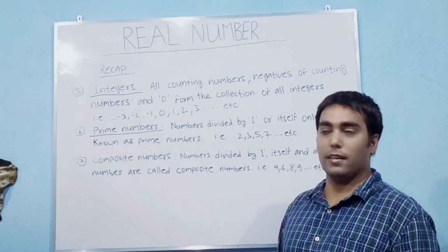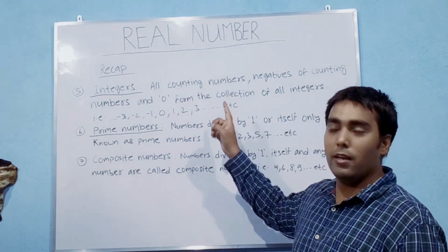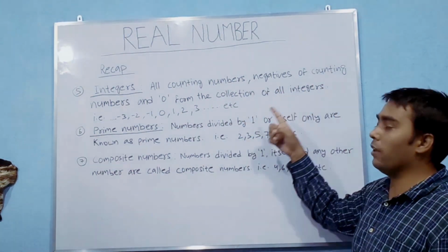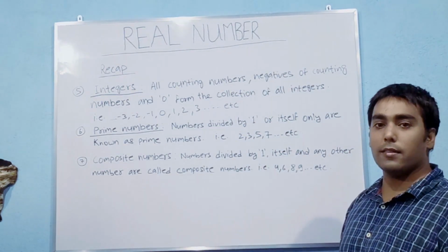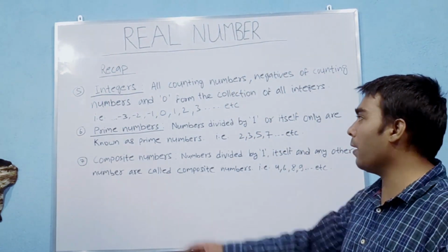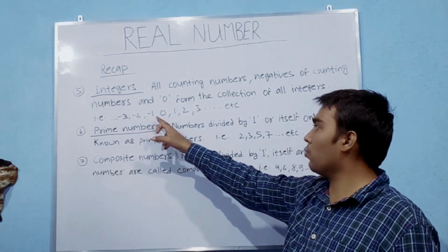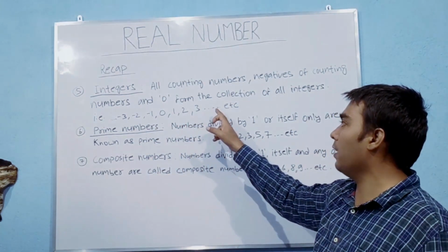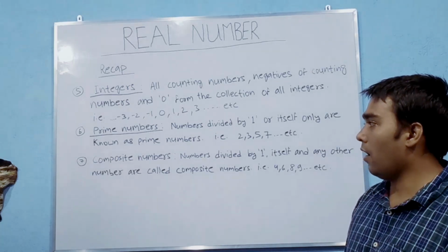Next is integers. All counting numbers, negative of counting numbers and 0 form the collection of integers. For example, minus 3, minus 2, minus 1, 0, 1, 2, 3, etc. are integers.